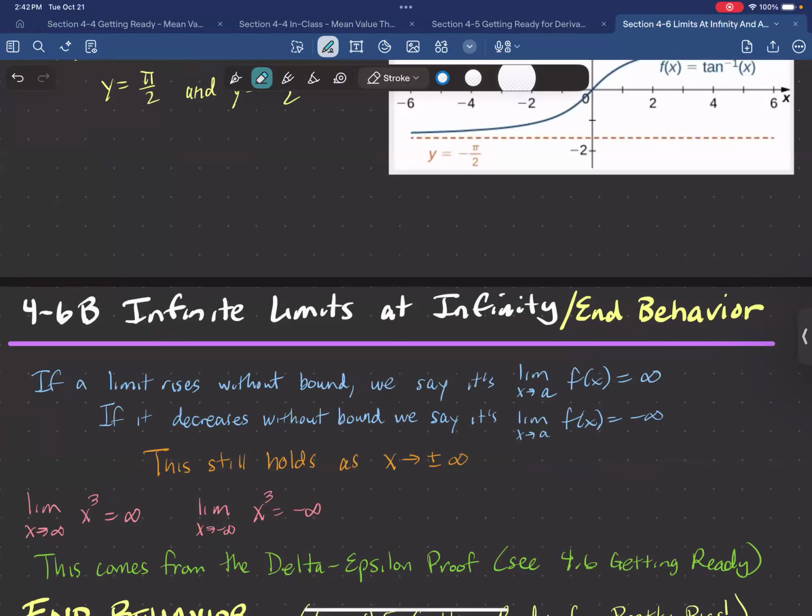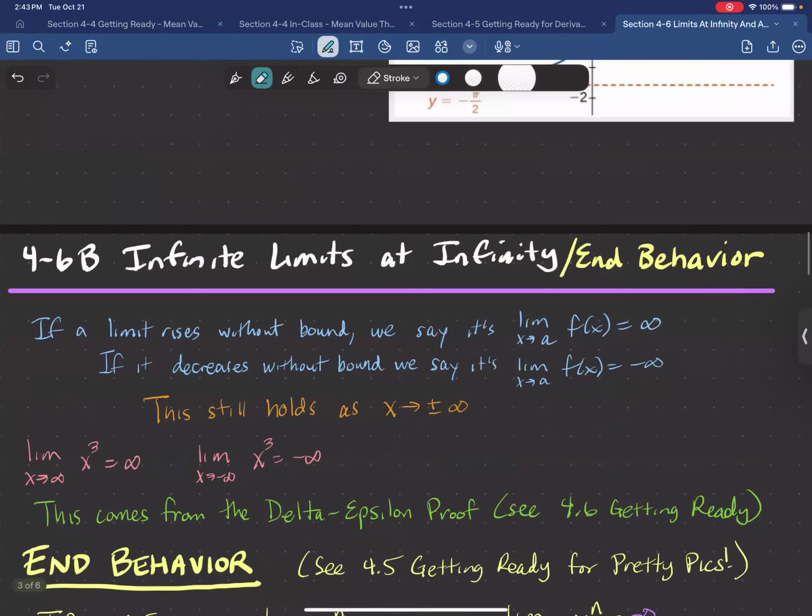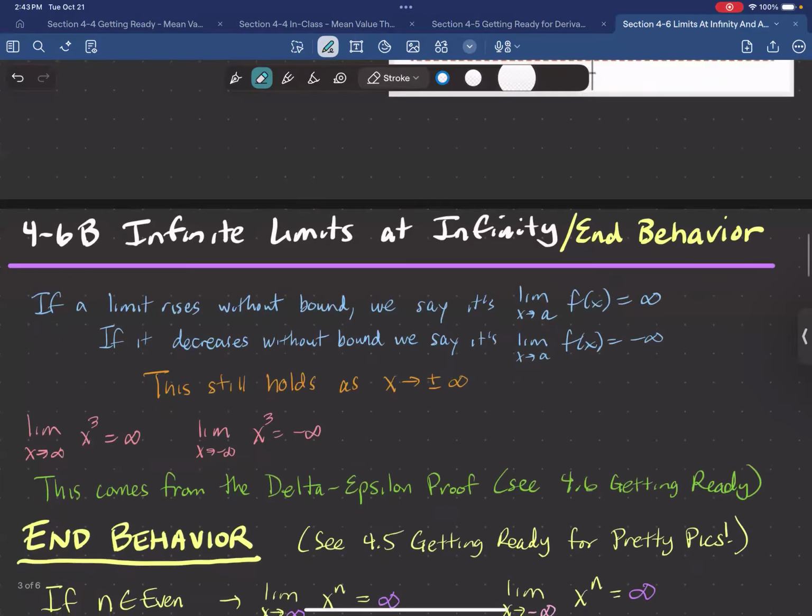The reason why all of this holds true is based on the delta epsilon proof, and it's in 4.6 getting ready. But we care more about really what's going on at the ends there. So this is like the end behavior on a graph. And we had some pretty pics of this in 4.5 getting ready, which I won't show again.